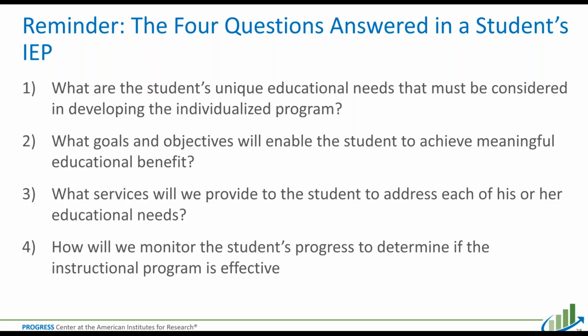Second question we have to ask is what goals and objectives will enable the student to achieve meaningful educational benefit, or in the words of Andrew, make progress appropriate in light of his or her circumstances. And that was the subject of the webinar today. Third, what services are we going to provide to the student to address each of his or her educational needs? Those service issues will be addressed in upcoming webinars. And finally, how are we going to monitor the student's progress to determine if the instructional program is effective? In fact, is the child making progress based on his or her circumstances? That will be covered in an upcoming webinar put on by the Progress Center, considerations and resources for developing the monitoring plan on June 29th.